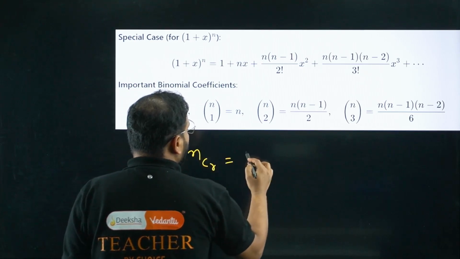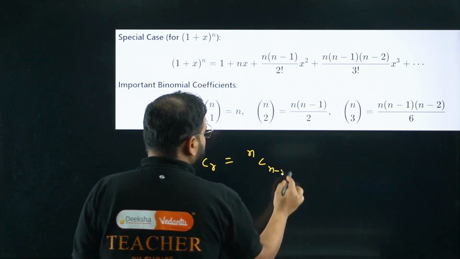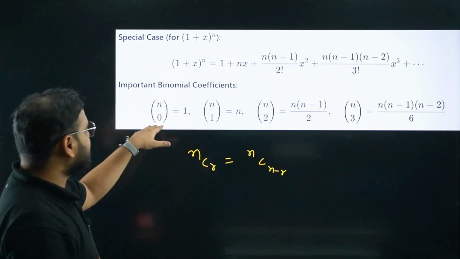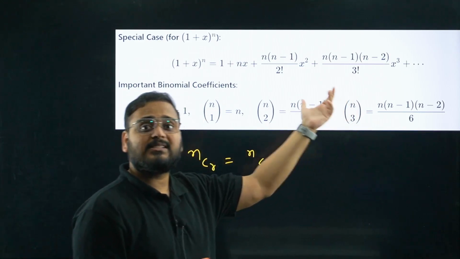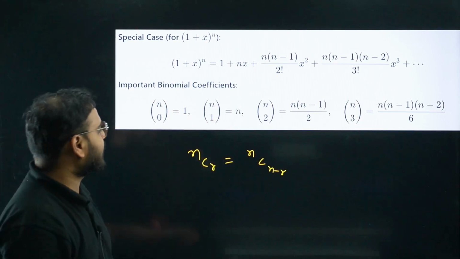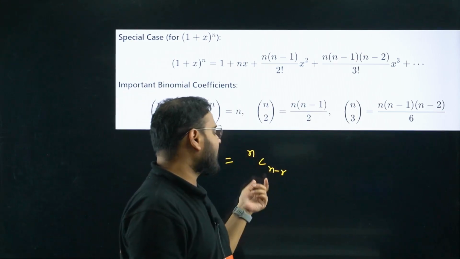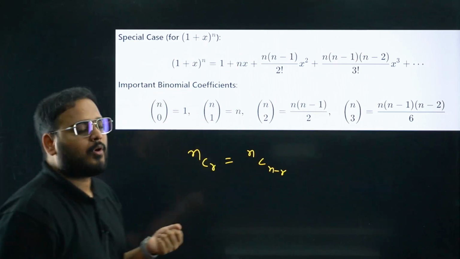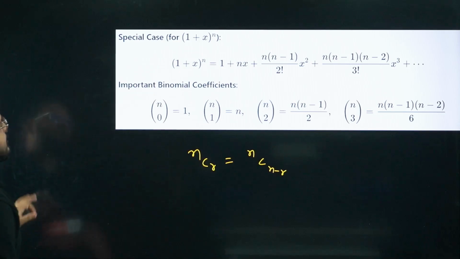NCR equals NC(n minus r). Okay, so NC0 can sometimes be equal to NCN. Please check. So NCR and NC(n minus r) become equal, bacha. Alright, great, sir. So this is it.